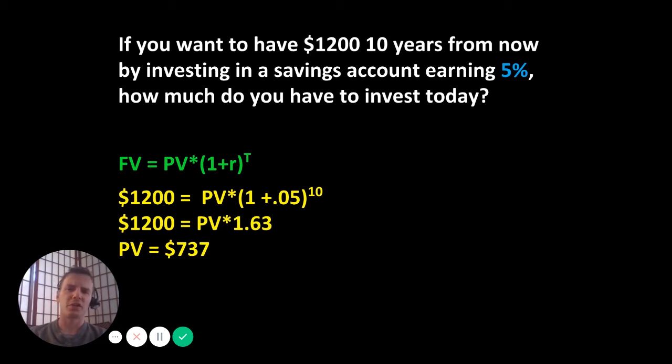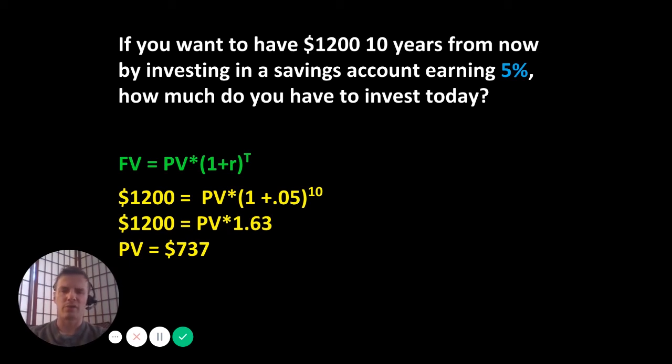So the first thing I like to do is to get rid of that exponent, so we can say that the right-hand side of the equation is just equal to PV times 1.63. Where 1.63 comes from is 1 plus 0.05 to the 10th power. So if you plugged 1.05 to the 10 into your calculator, you would get 1.63. So then our equation looks a lot less complicated.